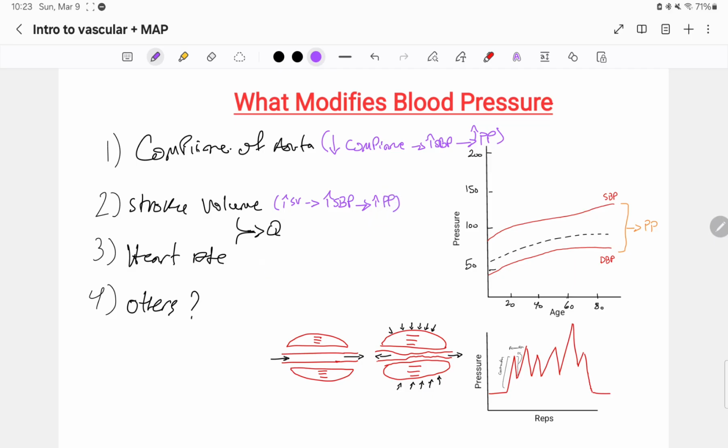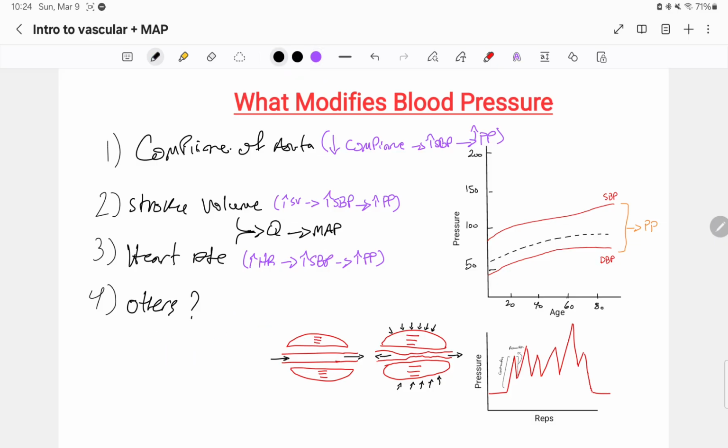Okay? And we'll just put a map here. With the heart rate, it's all about the speed, okay? So if I increase the speed that I am pushing my blood out, I am also going to increase my systolic blood pressure because I'm pushing more blood out at a faster pace. And that would increase my pulse pressure as well, which would increase my mean arterial pressure eventually.